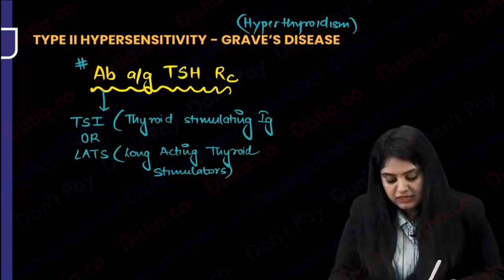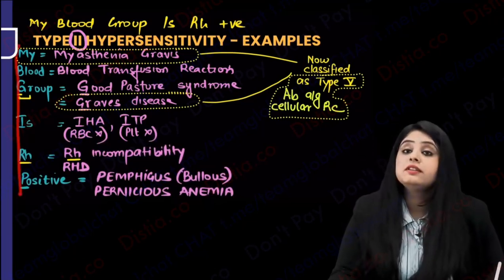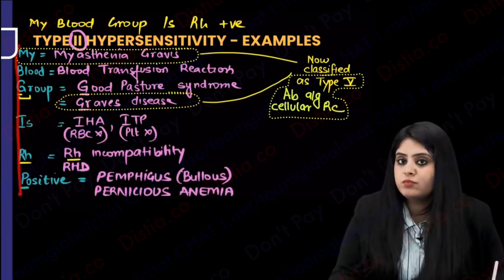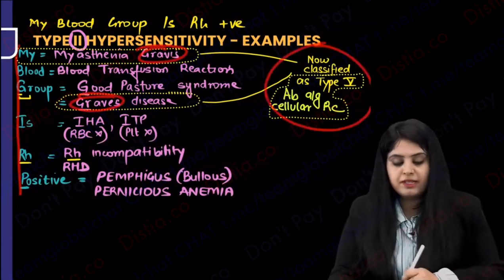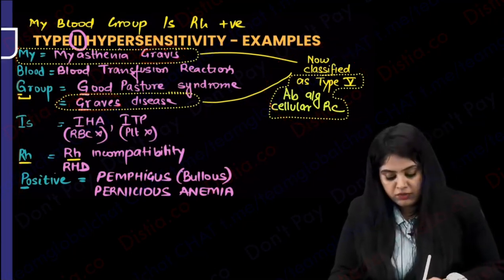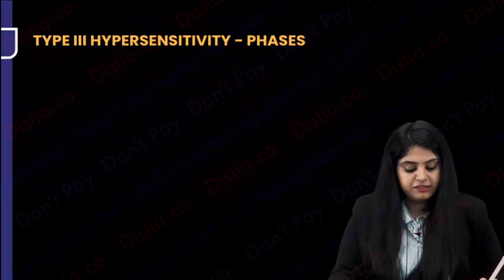Coming all the way back, these were all examples of type 2 hypersensitivity. You have learnt it beautifully in the form of my blood group is Rh positive, and from the two you took out the Graves' and classified them now as type 5. What do we move on to next? We move on to type 3 hypersensitivity reaction.